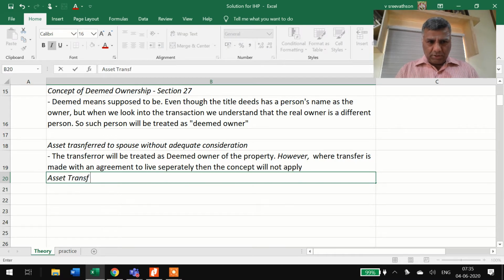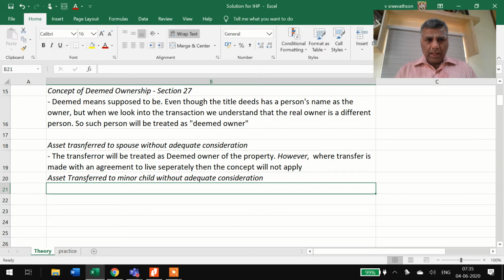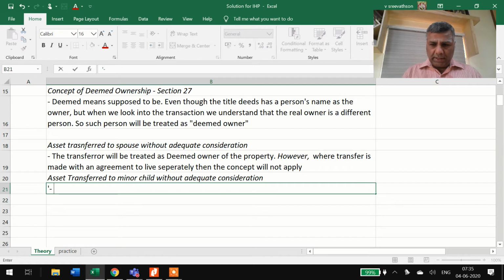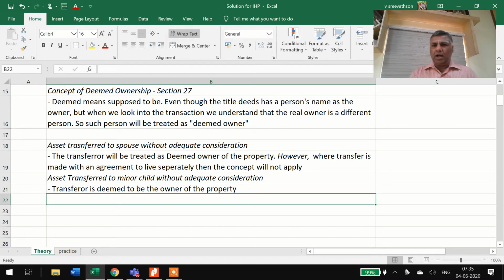Asset transferred to minor child without adequate consideration. The transferor is regarded as the deemed owner of the property.